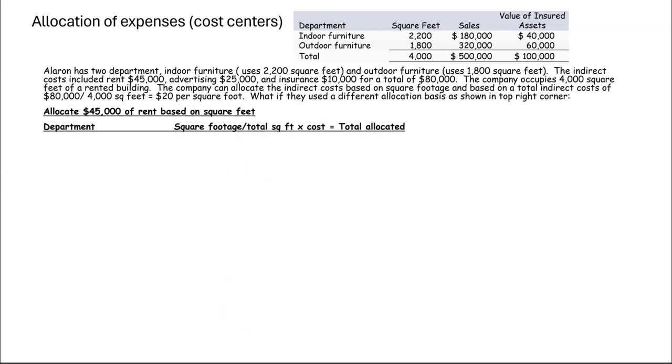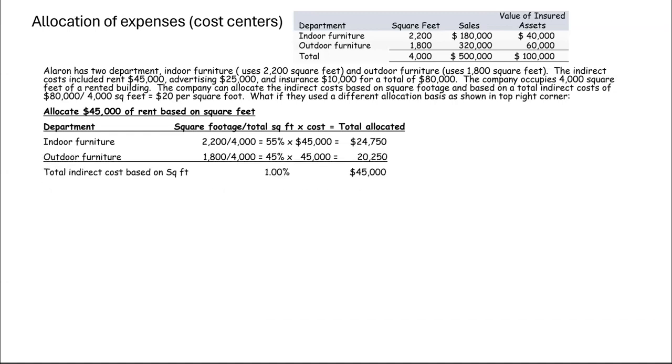So, the $45,000 for rent, we would do that based on square footage. So we would take indoor furniture square footage divided by the total, gives us 55% times the $45,000, and that tells you of that $45,000, $24,750 would go to indoor, and outdoor would get $20,250.